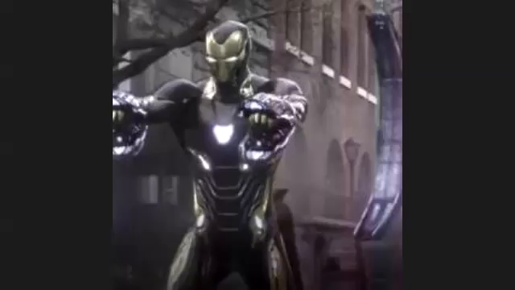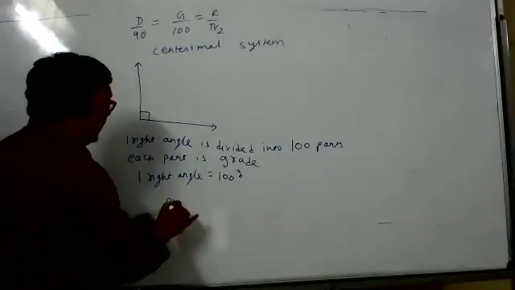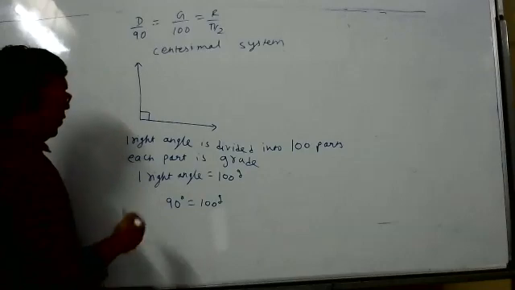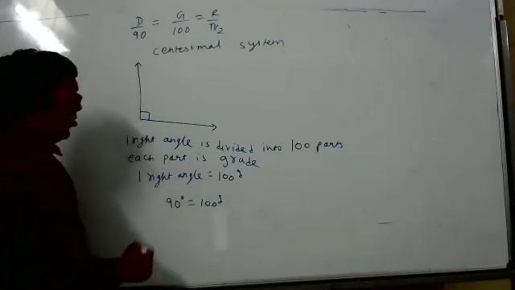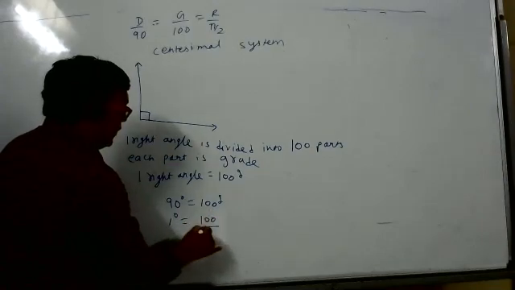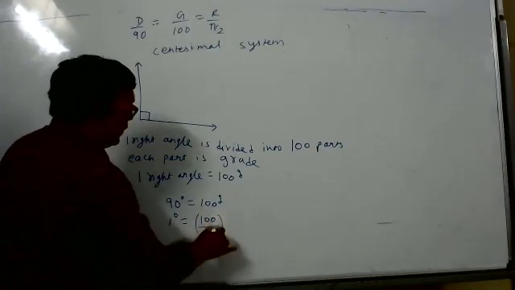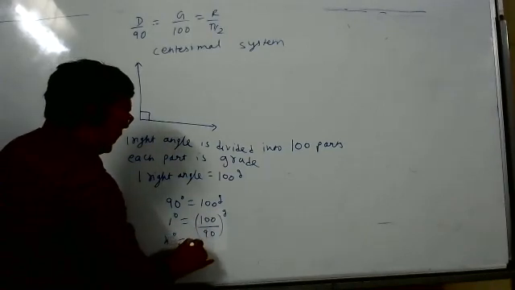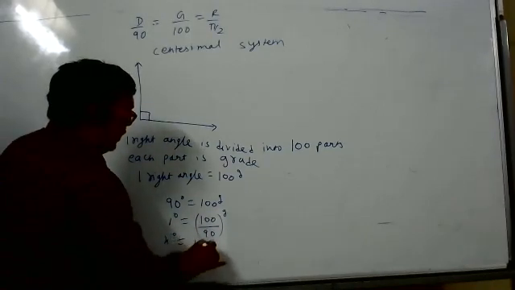90 degrees. So the relation is 90 degree is equal to 100 grade. So 1 degree is equal to how much grade? 100 by 90 grade. If somebody asks x degree is equal to how many grade, you can say 100 by 90 into x grade.